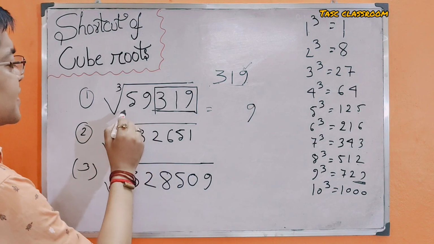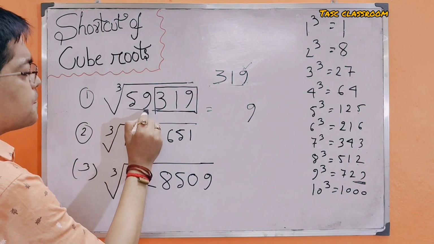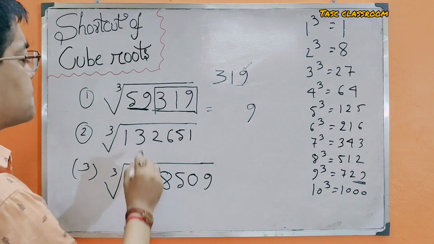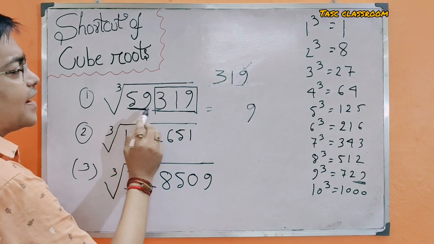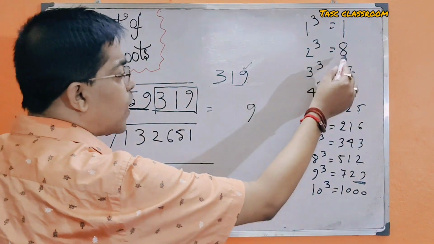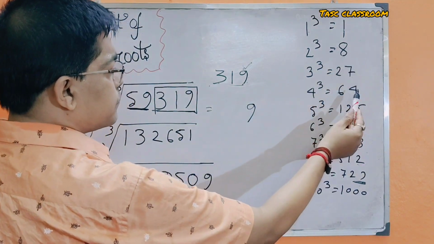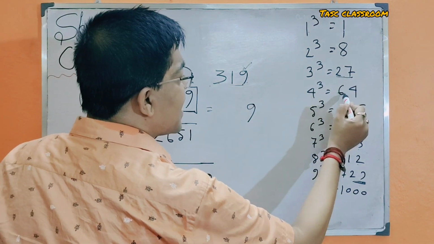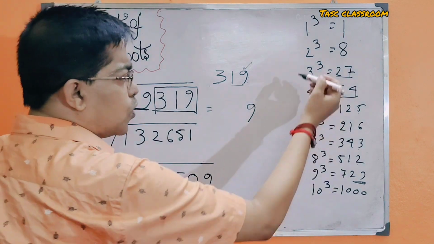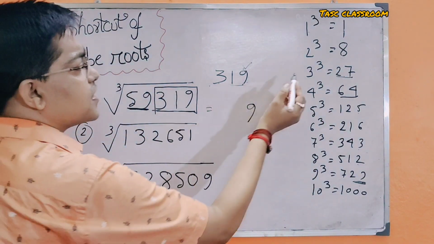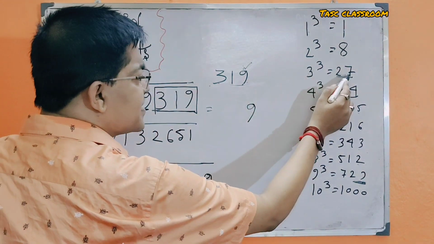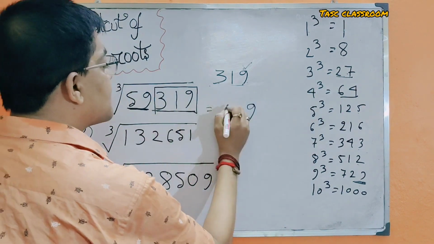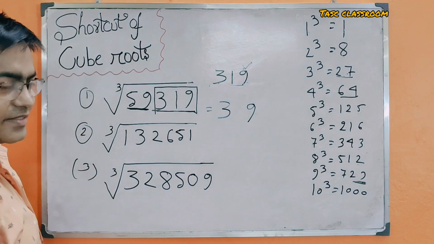Now, the remaining numbers are 59. Look at the numbers, friends. The number 59 lies between what? It lies between 27 and 64. Which is least? 3 cube, 27, is least. Then the cube root of this number is 39.